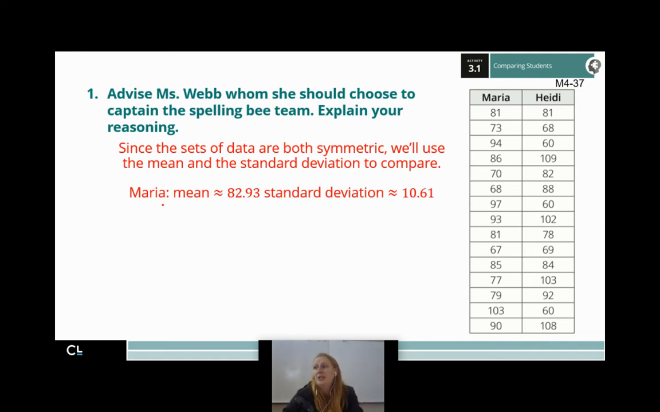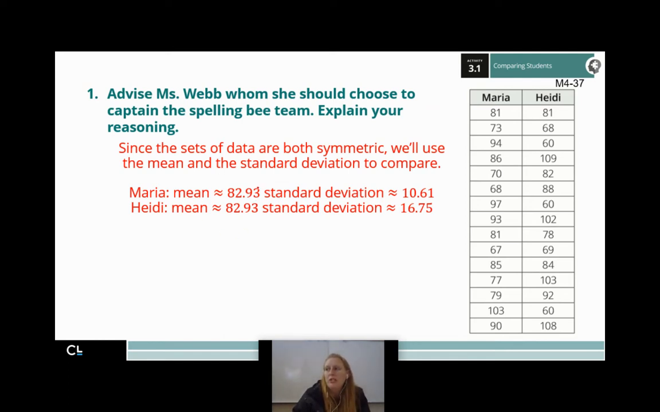So I worked everything out for Maria. I'm letting you work everything out for Heidi. So for Heidi, I found that she actually had the same mean. When I added these up and divided by 15, I still got 82.93. But her standard deviation was bigger. So when I worked it out, her standard deviation ended up being about 16.75. And again, yours might be off if you were rounding early like we were doing earlier. So when I'm comparing these two ladies, I notice that the mean is the same.